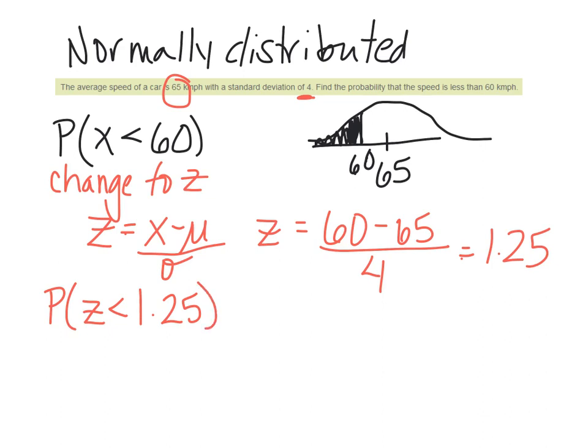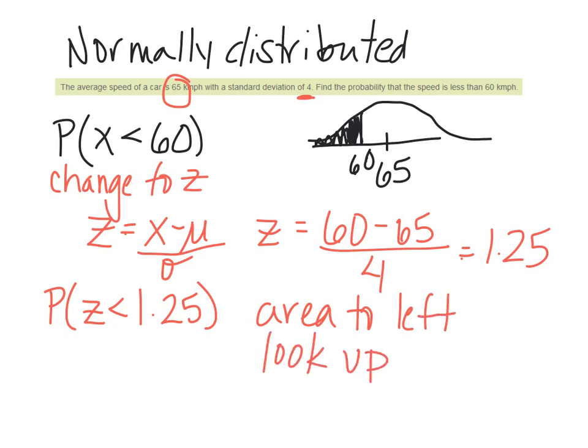Since this is area to the left, we are just going to look it up. If you go to your z-score table and find negative 1.25, you're going to see that the probability is 0.1056. In the context of this problem, it means the probability that the speed is less than 60 kilometers per hour would be 10.56%.